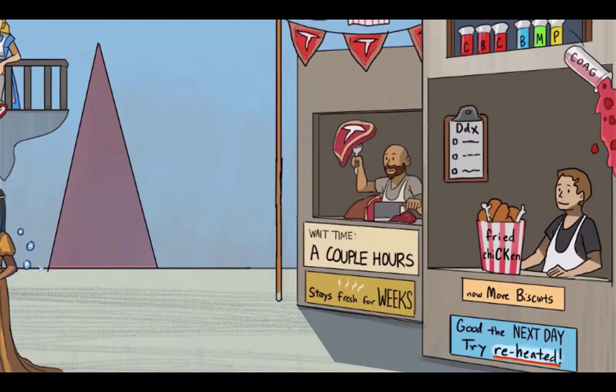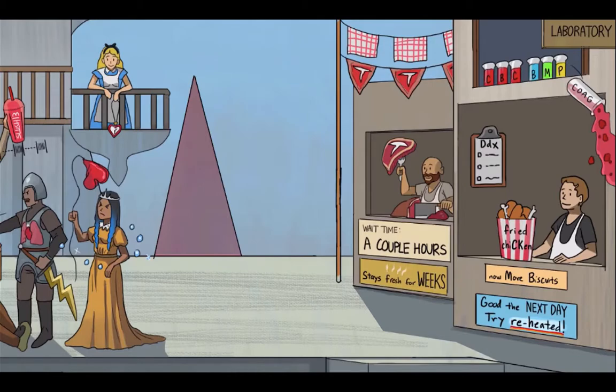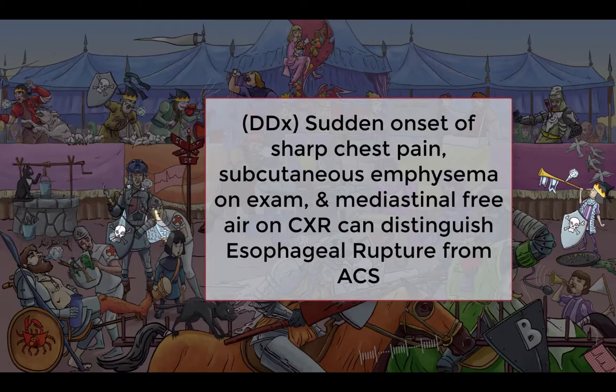In a patient presenting with acute chest pain, you've got to work quickly to identify the cause. To that end, let's quickly review some of the can't miss diagnoses you should have on your differential. One disorder you definitely don't want to miss is esophageal rupture. This life threatening condition typically produces sudden onset of sharp chest pain. On exam, you might be able to palpate subcutaneous emphysema over the chest, indicative of free air in the mediastinum. You can see mediastinal free air on a chest x-ray as well.